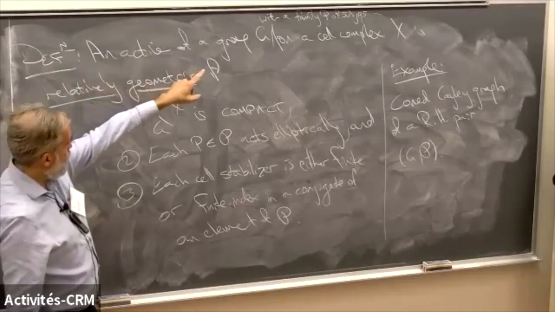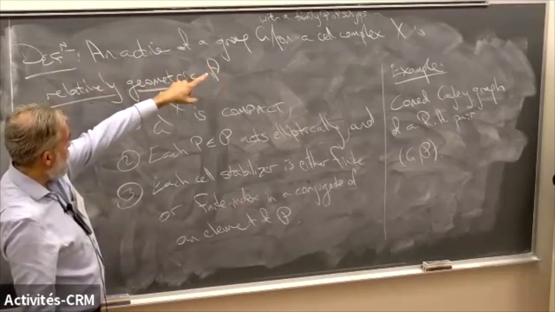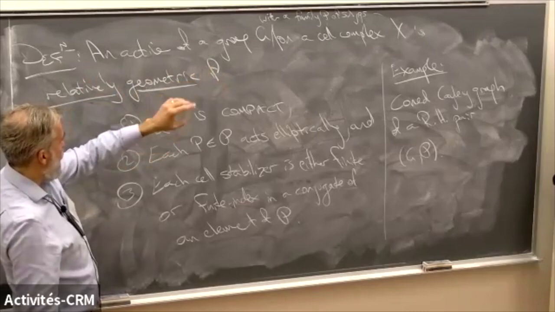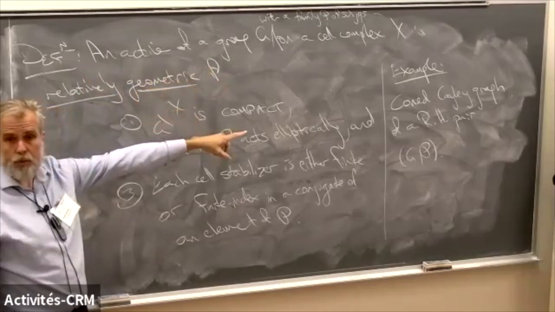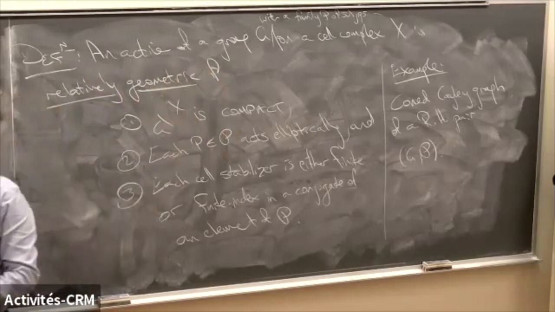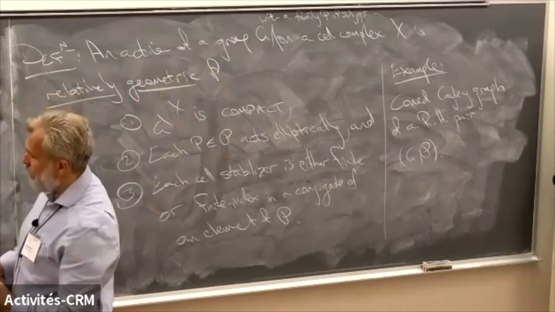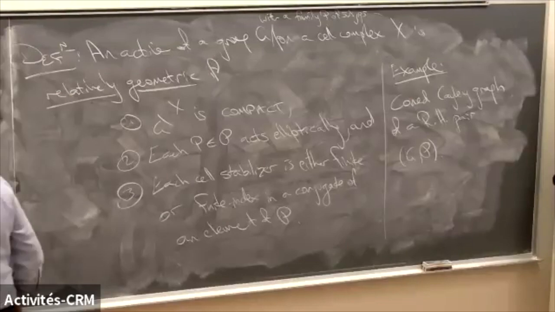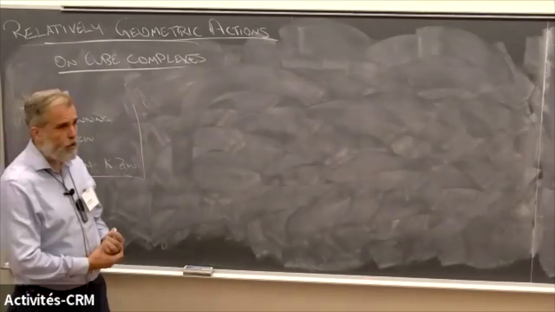As long as there's a finite family P and G is finitely generated, then any such X is quasi-isometric to the coned Cayley graph. That follows by work of Charney and Crisp. Okay, so I claim that relatively geometric actions of relatively hyperbolic groups on CAT(0) cube complexes are an interesting thing to study. There's a relative version of the Sageev construction.